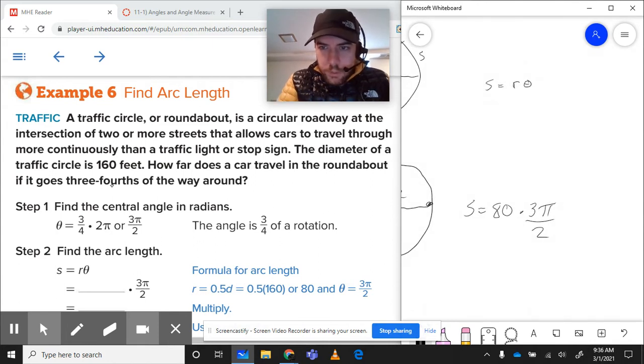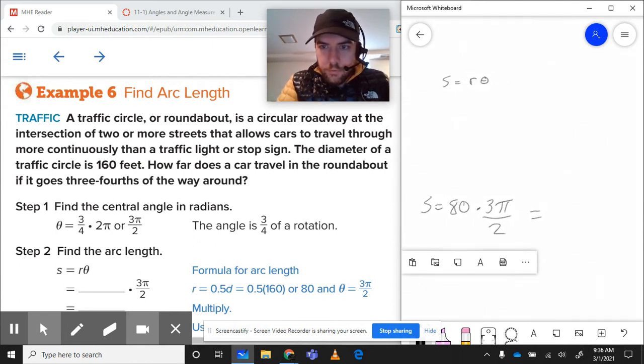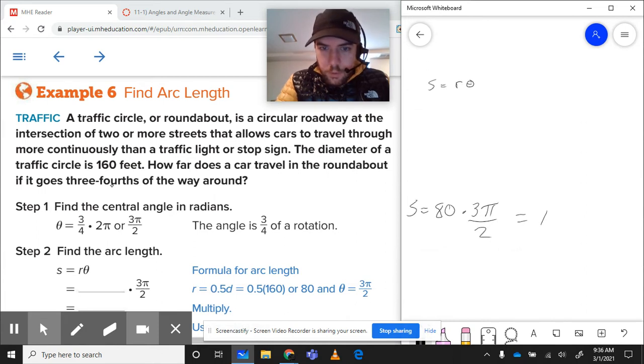Which means that we will get 80 over 2 is 40. 40 times 3 is 120. So I think we're going to get 120 pi in the end for that arc length.